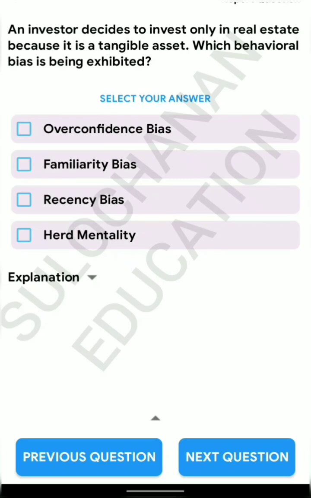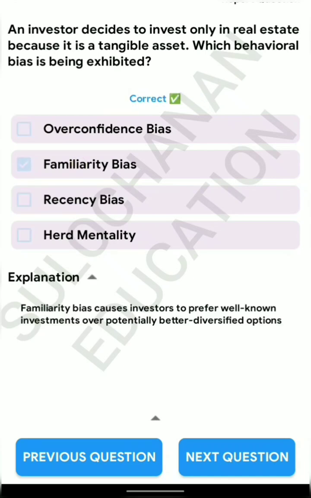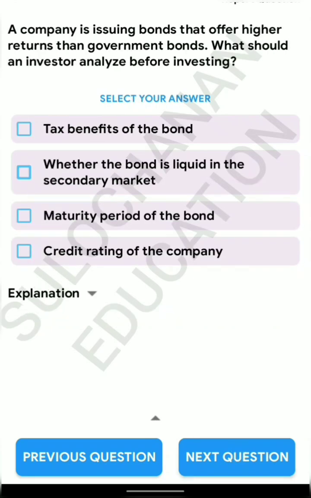An investor decides to invest only in real estate because it is a tangible asset. Which behavioral bias is being exhibited? Options are, and the correct answer is B. Familiarity bias. Investors prefer well-known investments.